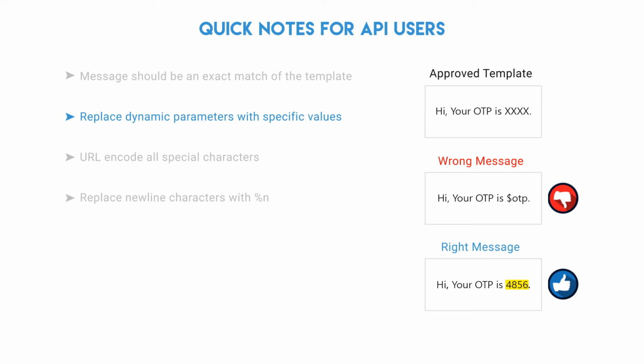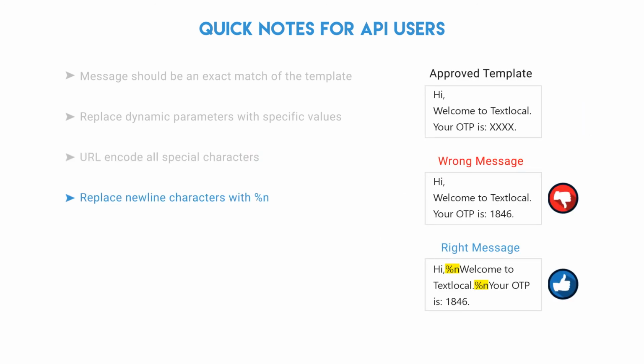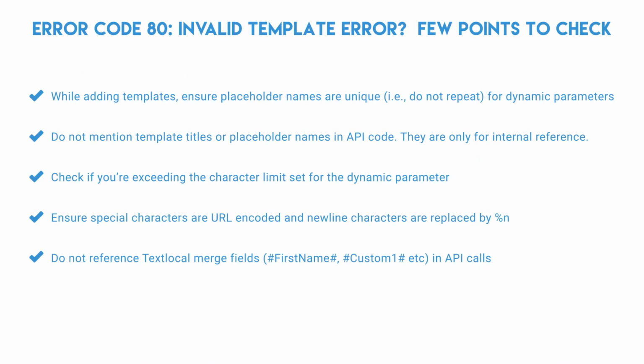Before calling the Textlocal API, ensure that your code replaces all the dynamic parameters with specific values corresponding to the recipient. You should call the Send API with the final message content. Ensure that all the special characters are URL encoded. Any newline characters in your template should be replaced with %n. In case you encounter an invalid template error, perform these quick checks to ensure that the error is resolved.